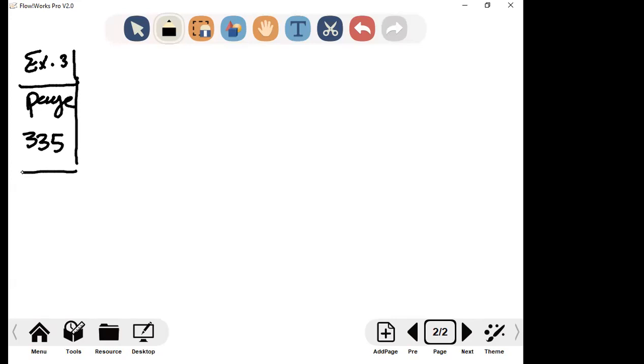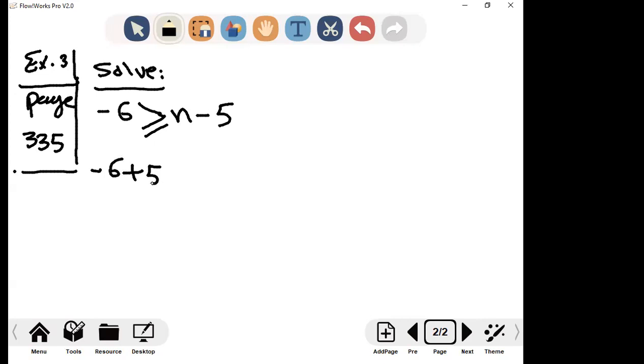Good. Now let's solve negative 6 more than or equal to n minus 5. As we did with the equation, we always search for the variable, right? The variable is n, to the right side. Right. What's the connected number? Negative 5. We shift it to the negative 6. It will be negative 6 plus 5 more than or equal to what? N, right? Now negative 6 plus 5 is negative 1, n. This is the solution, right?